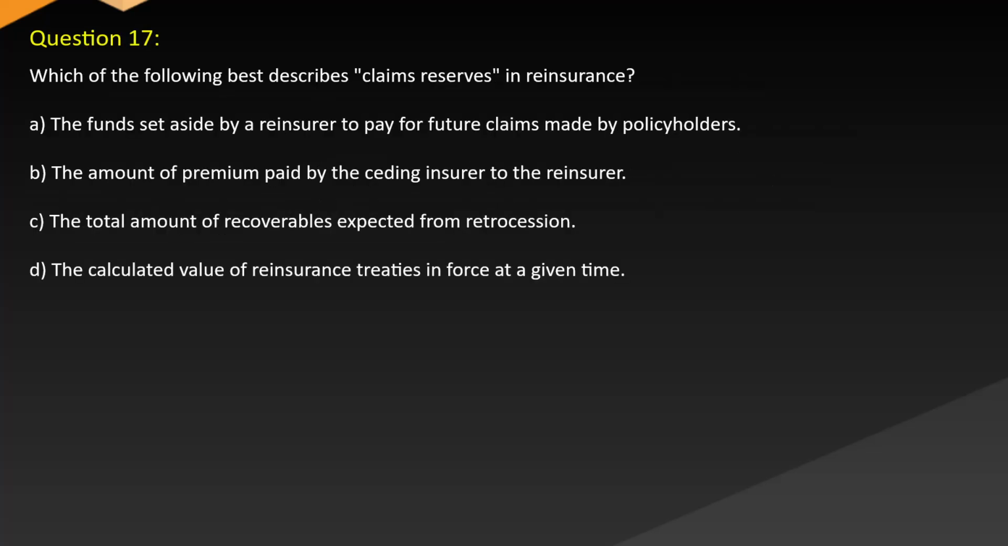Question 17. Which of the following best describes the claims reserves in reinsurance? A. The funds set aside by a reinsurer to pay for future claims made by policyholders. B. The amount of premium paid by the ceding insurer to the reinsurer. C. The total amount of recoverables expected from retrocession. D. The calculated value of reinsurance treaties in force at a given time.